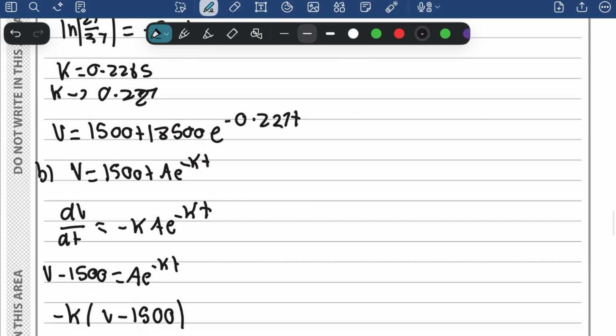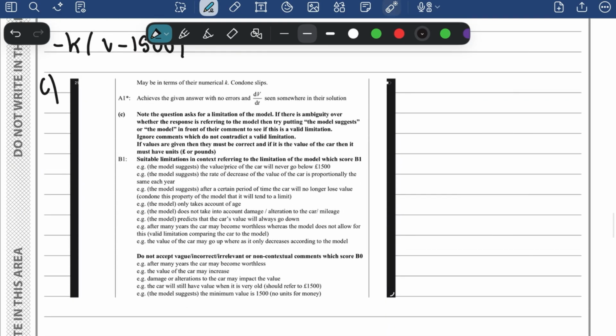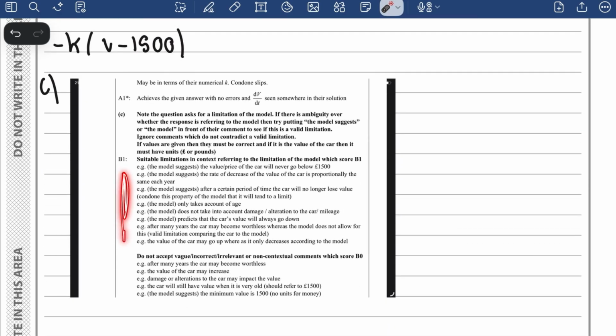And then part C says state a limitation of the model. There are loads of limitations you can choose from. Anything here from this B1 section will work.